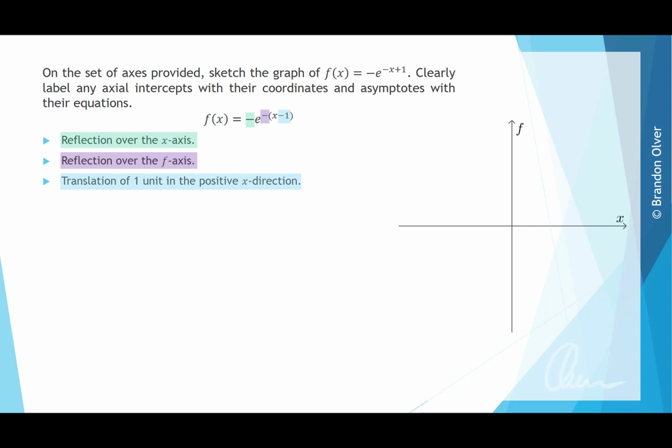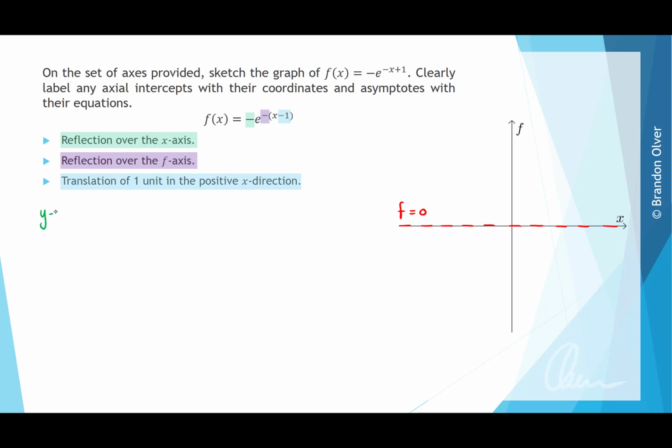Now, because there's no translation in the positive or negative y-direction, or f-direction in this case, we have a horizontal asymptote that occurs here, and it is going to have the equation f equals 0. Next, we need to find any y-intercepts or x-intercepts.